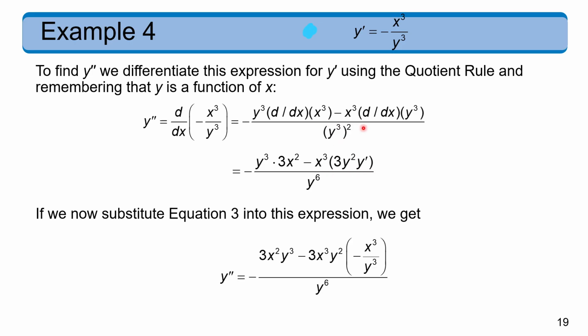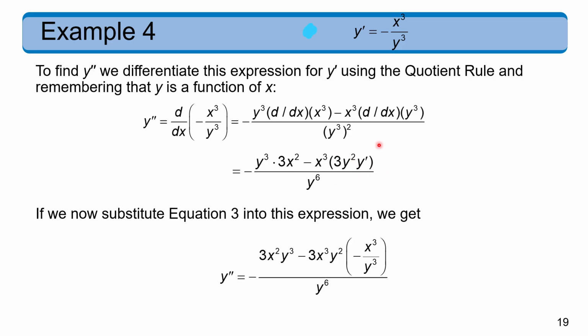On the bottom, in this situation, we multiply exponents, so that's y to the 6th. Okay, so now we're not going to stop here because if you look at what we have, there's a y prime in it. We don't want to express y double prime in terms of another derivative. We want to have no primes on the right.